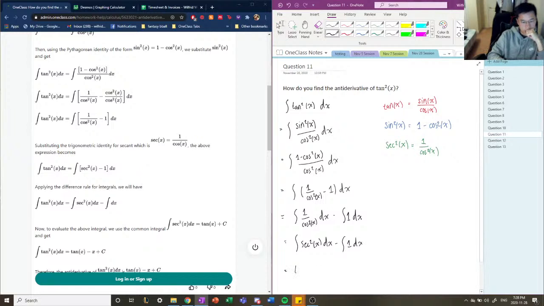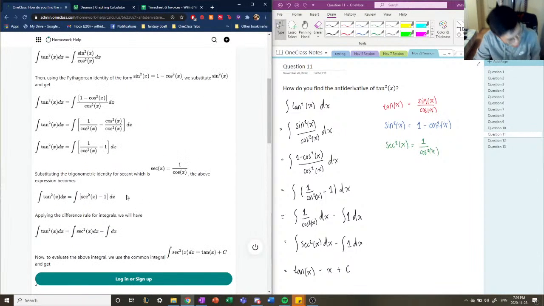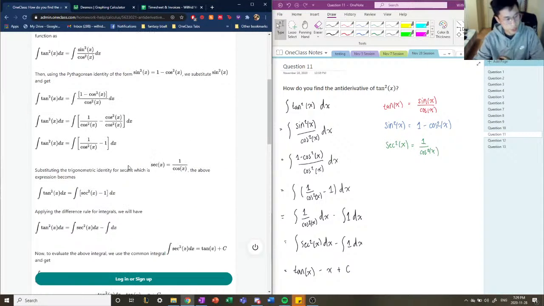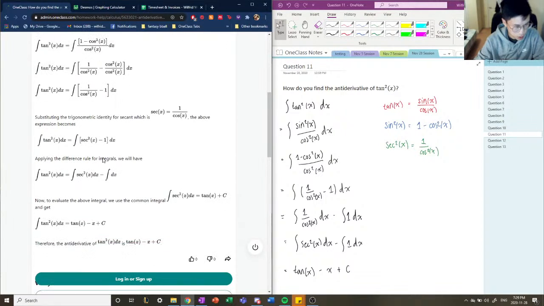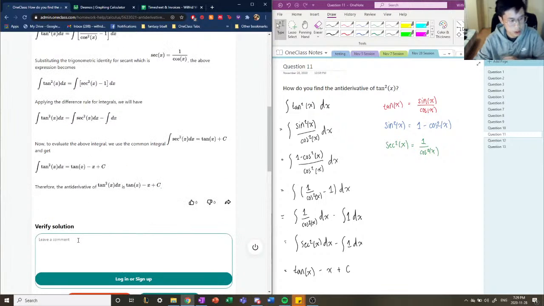Alright, so we have here tan x minus x, don't forget the constant, c. So that's the antiderivative of tan squared x. Okay. So the junior tutor also used a bunch of trigonometric identities to simplify our integral here to make it easily solvable. They did use a difference rule for integrals to separate the integrals, and they used a constant rule to find this integral here. So this solution of tan x minus x plus c is correct. Good work.